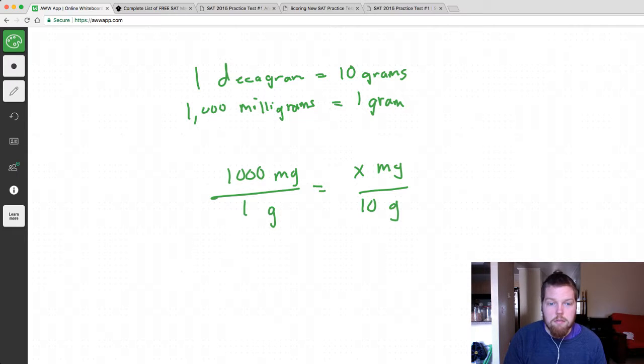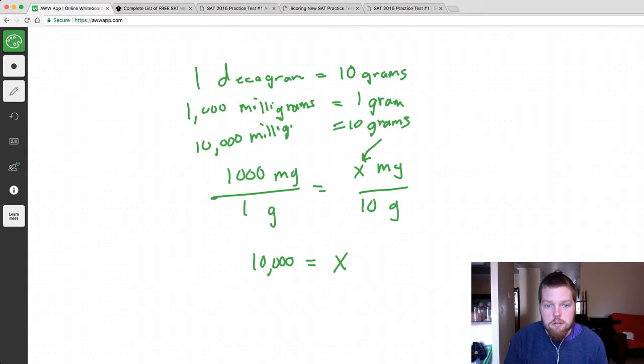So we do 10 times 1,000 is 10,000 equals 1 times x is x. So the answer is 10,000 here. So in 10 grams, that equals 10,000 milligrams. And 10 grams is 10,000 milligrams, and 10 grams is also 1 decagram.